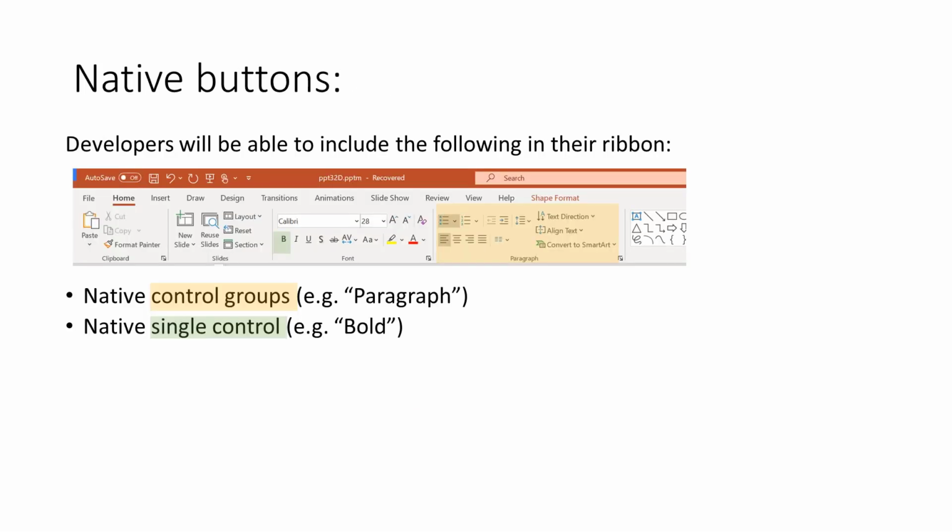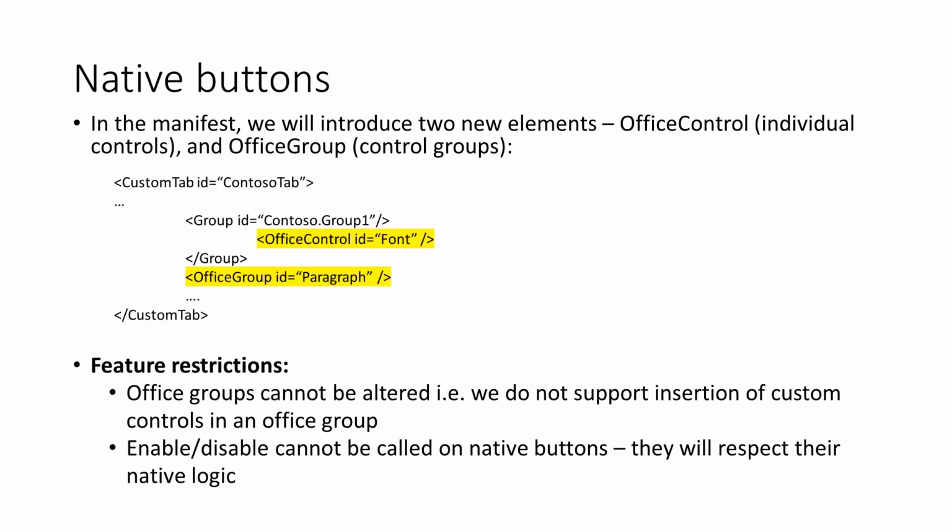So for the first feature, native buttons, what this means is that you can now directly take any chunk from within the native ribbon and actually port that into your own ribbon. And you can mix and mingle those with your existing add-in controls. So we support both taking a whole group, so we can take paragraphs, or you can also take a single control like bold, and then you can mix and mingle those two together. So in the manifest, we'll be introducing 2 new elements, and there will be a lookup table where you will be able to find the mapping of each control and group to their relevant IDs.